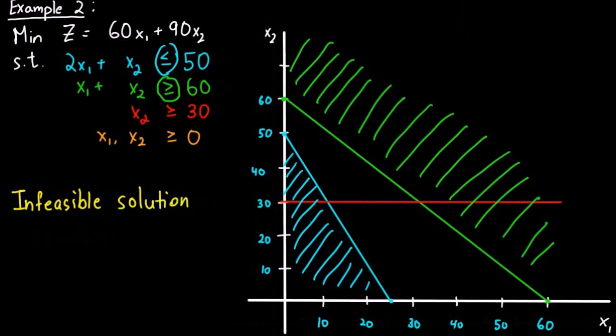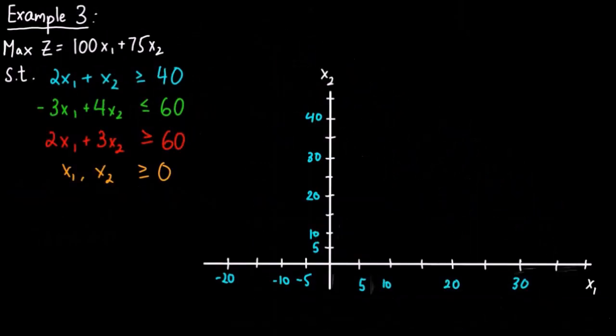From a practical standpoint, if we ever have an infeasible solution, we would need to change some of the constraints or resource quantity values in order to get an actual solution. Moving on to our final example, we begin as usual by plotting each of our constraints. So starting with our first constraint, we have intercepts at (0, 40) and (20, 0). So connecting those two dots, we have our first constraint.